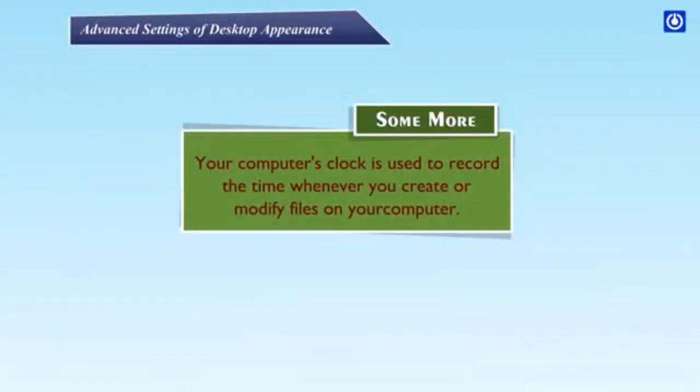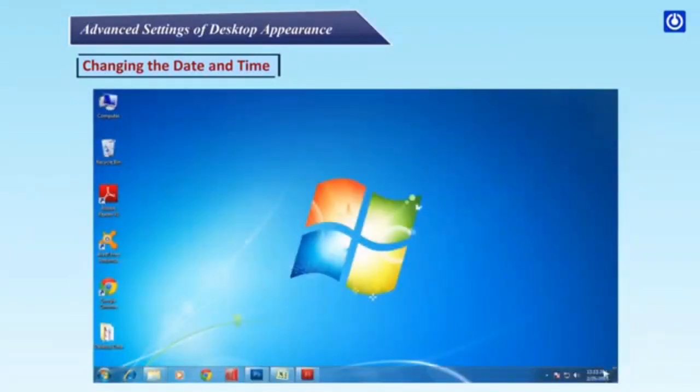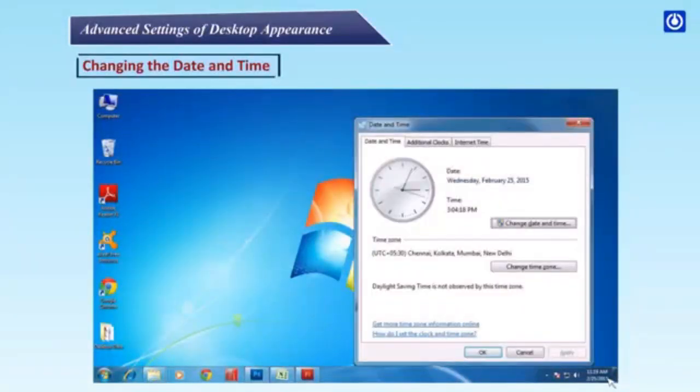Some more. Your computer's clock is used to record the time whenever you create or modify files on your computer. Changing the date and time. The time and date shown by the computer can be changed using the following steps. Step 1. Click on the date and time on the extreme right of the taskbar. The date and time window pops up.